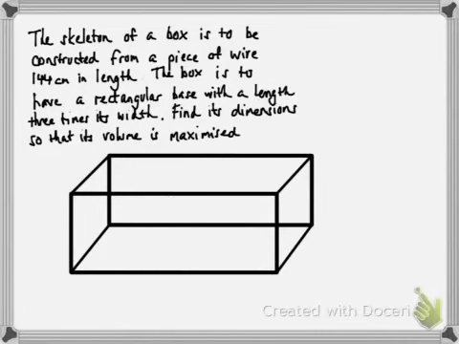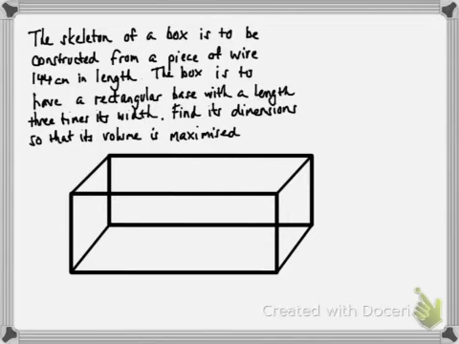A couple more difficult questions now involving calculus, where we have to formulate an equation, find a maximum or minimum by making the derivative equal to 0. And both these next two questions involve volume. So the skeleton of a box is to be constructed from a piece of wire 144 centimetres in length. The box is to have a rectangular base with its length 3 times its width. Find its dimensions so that the volume is maximised.